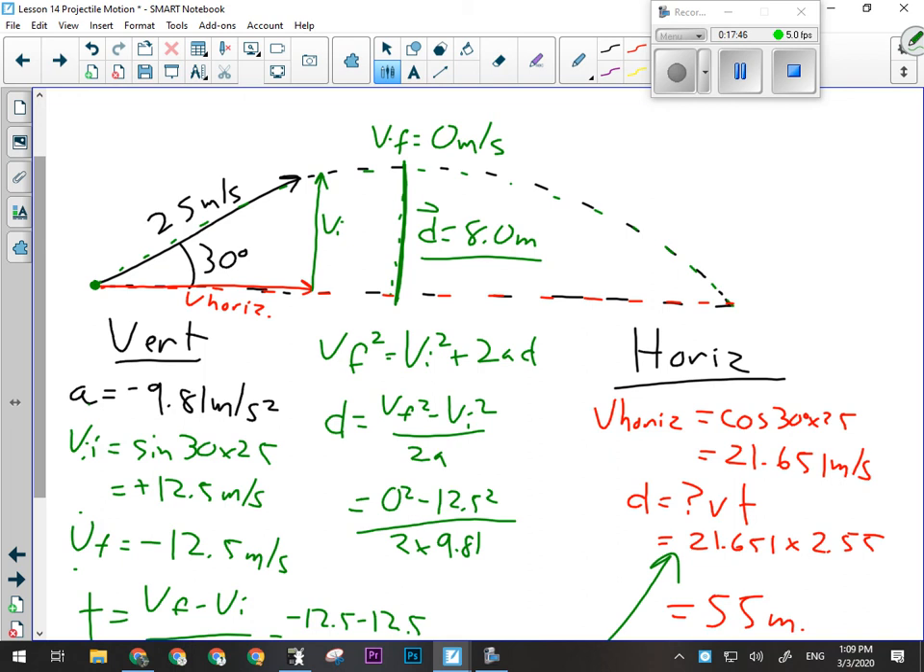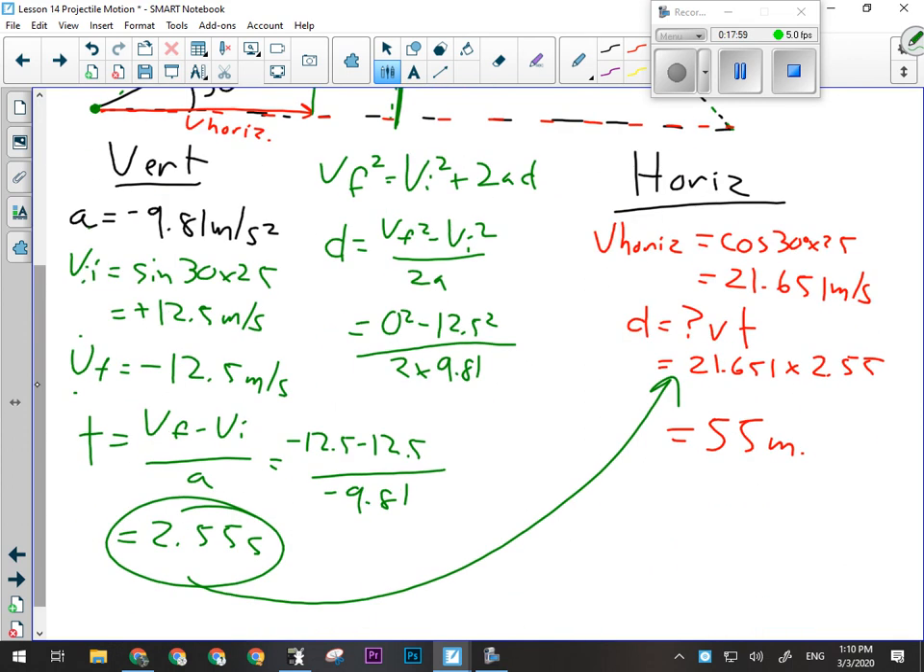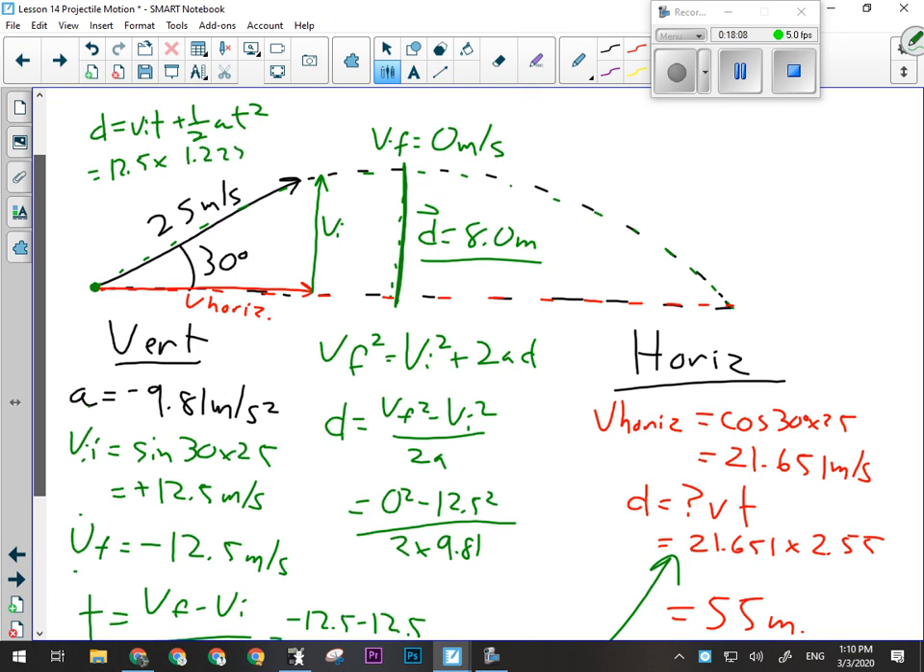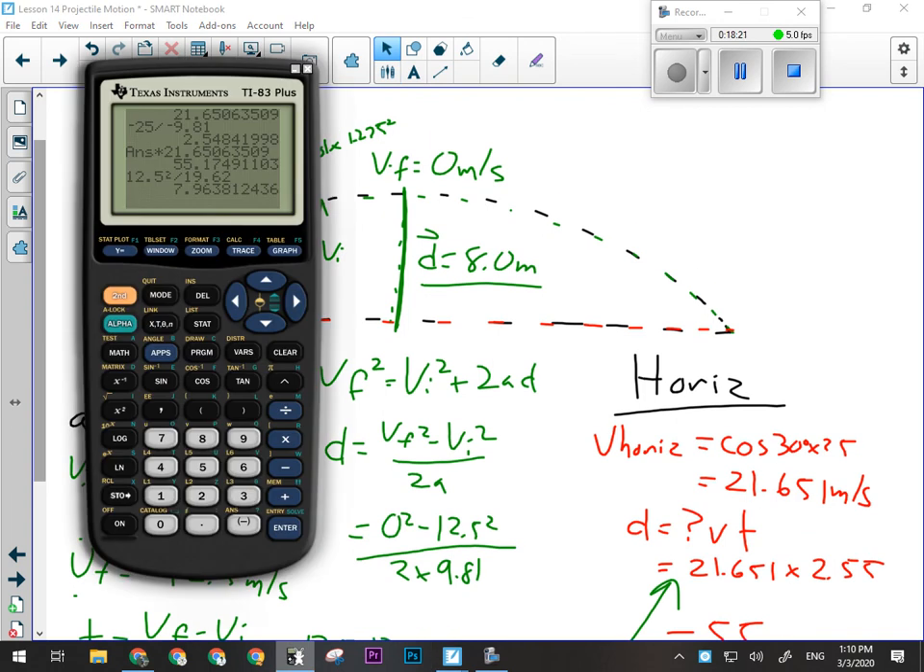If I use half the time, I'm going to use this formula here: D equals VI times T plus 1/2 AT squared. That will get me D as well. So I'll have 12.5 times half of 2.55, so 1.225, plus 1/2 times negative 9.81 times 1.225 squared. Okay, still get 8 meters. I get a slightly different number because I rounded the numbers off, but still get 8.0 meters as my displacement.